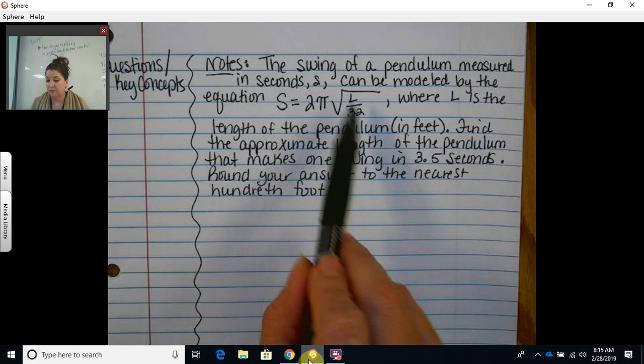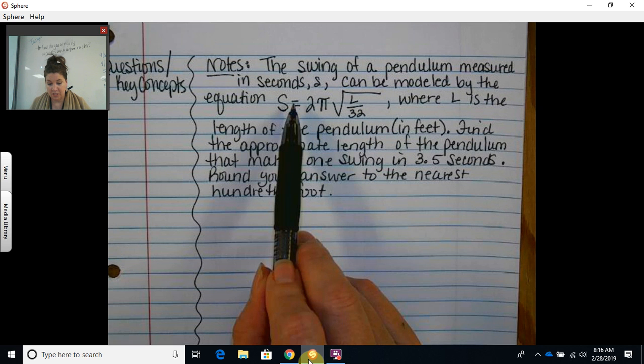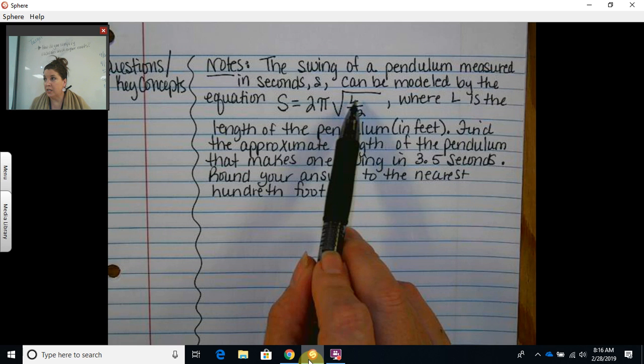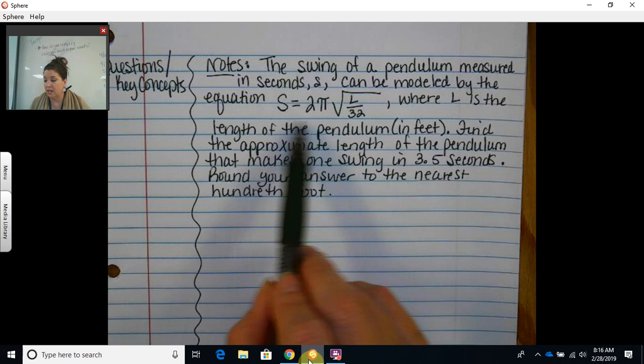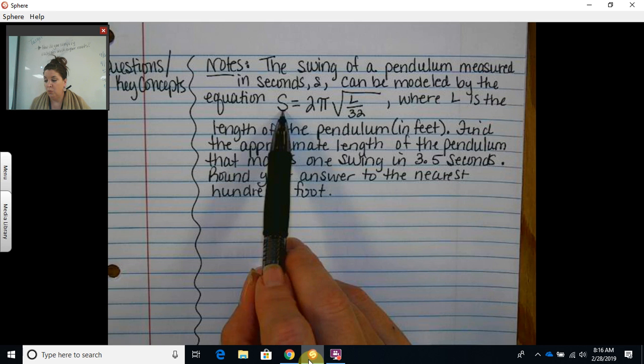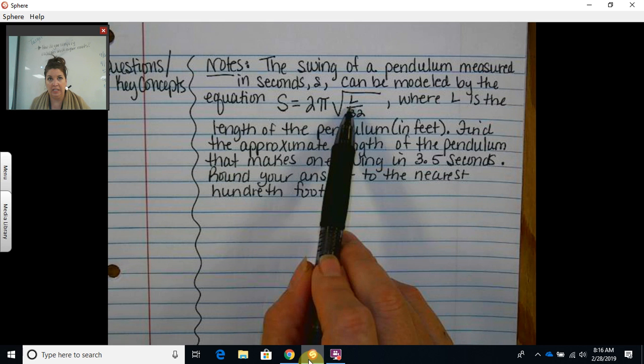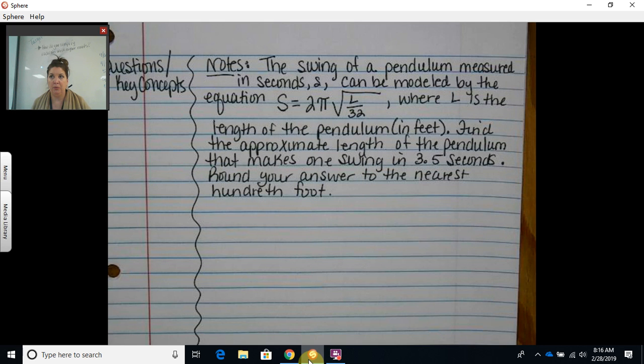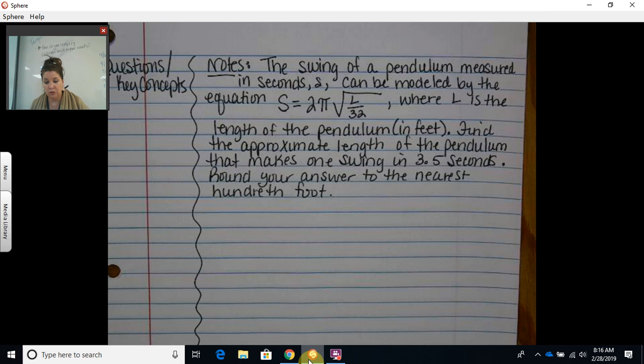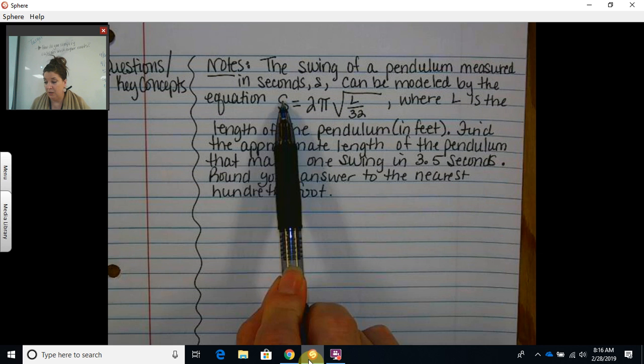S, and solve for L. Or we could rewrite the equation, so instead of it being an equation for seconds, we could rewrite it so it's an equation for length, and then substitute in 3.5 for S. Well, to me, that's just making more work. Okay, but I think that's what they want us to do. I can do it both ways. I think it's just faster to substitute in the 3.5 here and just solve for L.